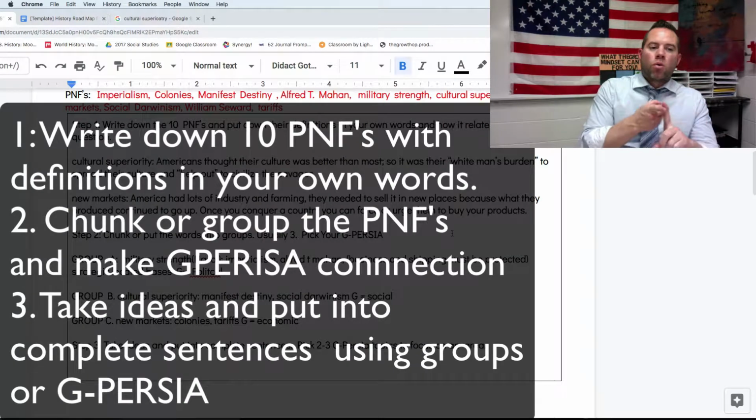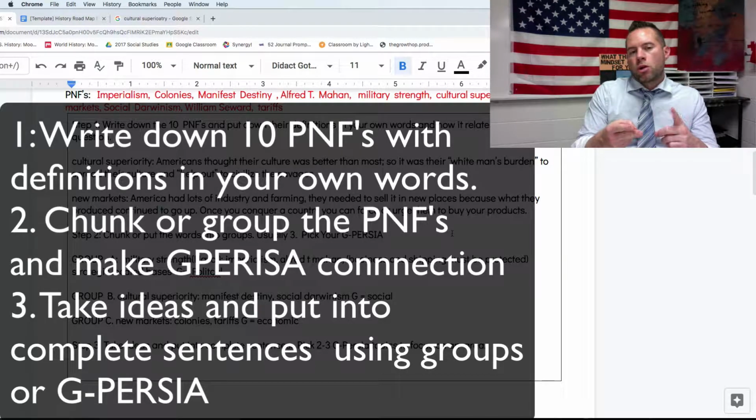Step 1, write down your 10 PNFs and the definitions in your own words, how it relates to the question. Step 2, chunk or put those words into 3 to 4 groups and pick the GEOPERSIA that best represents them. Again, there's no right or wrong when it comes to GEOPERSIA. As long as you can back up your statement with facts and reason, you're good. Step 3, take those ideas and put them into complete sentences, making sure you reference your GEOPERSIA topics.